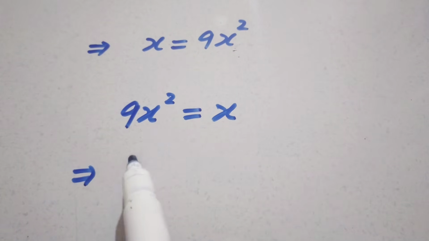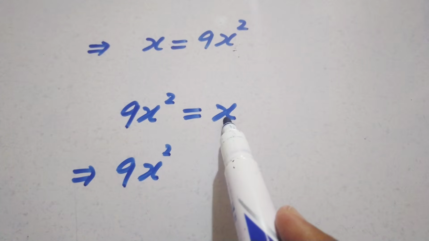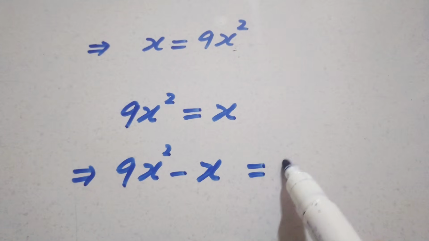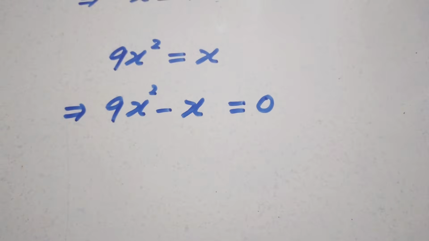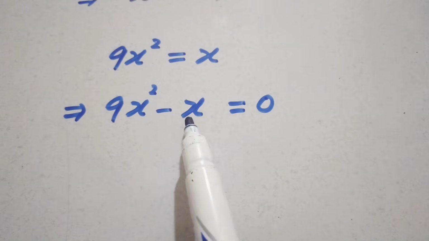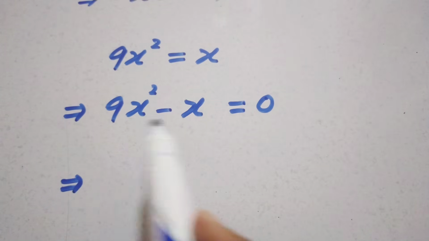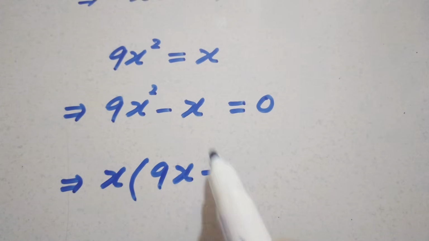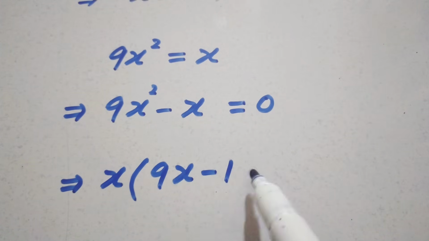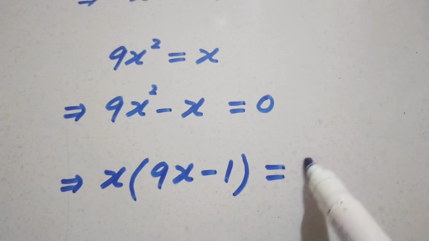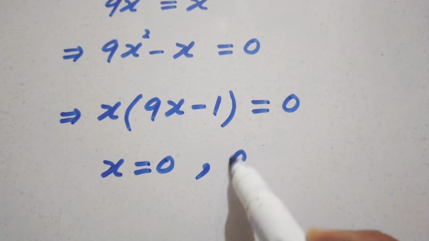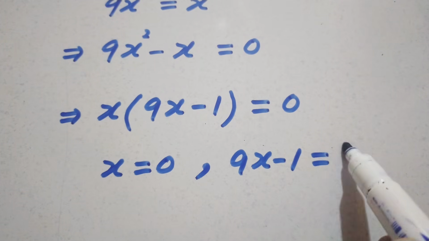Now by moving x from the right hand side to the left hand side, it becomes negative x, and 0 will be left on the right. As we are interested to find the value of x, by taking x common from the left hand side, and inside 9x minus 1, because we have taken out x as common, is equal to 0. Now by using the zero product rule we get x is equal to 0 and 9x minus 1 is equal to 0.